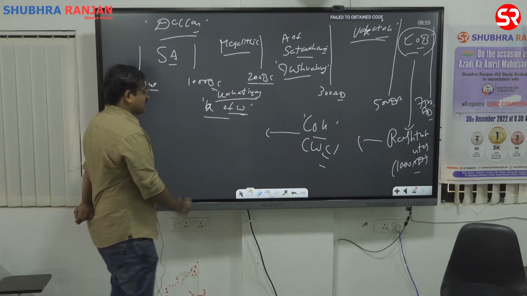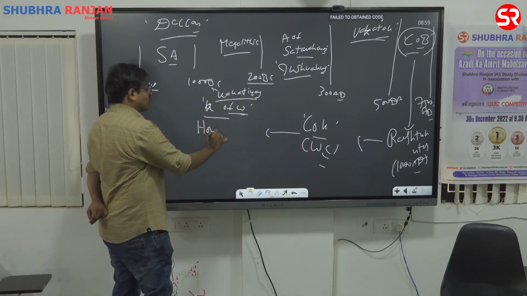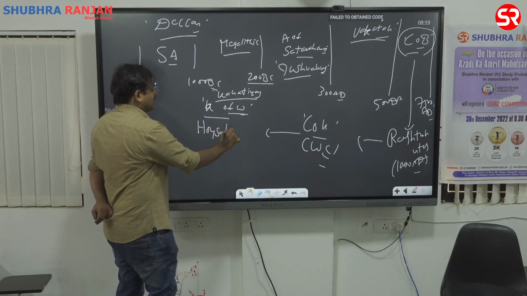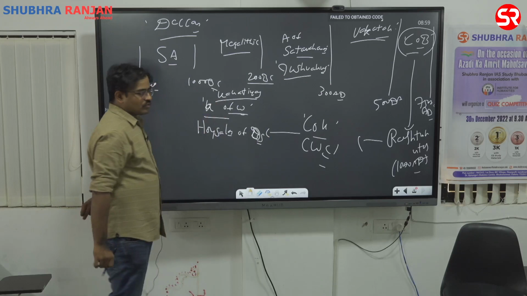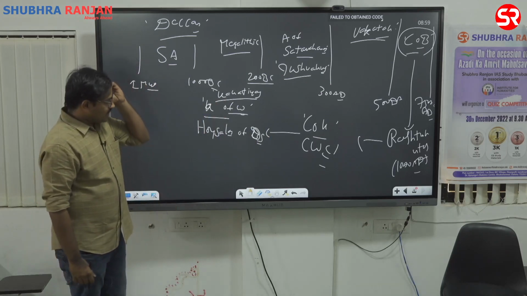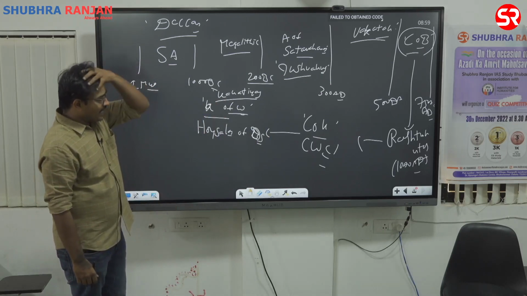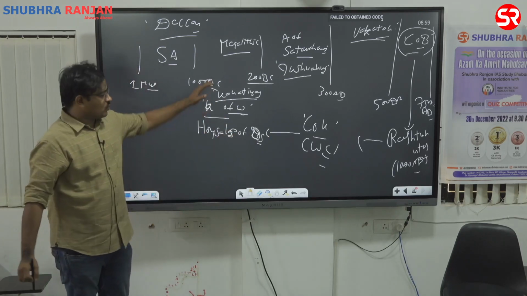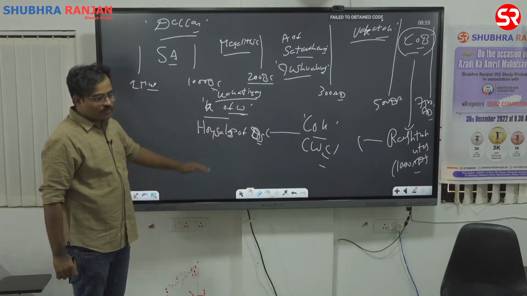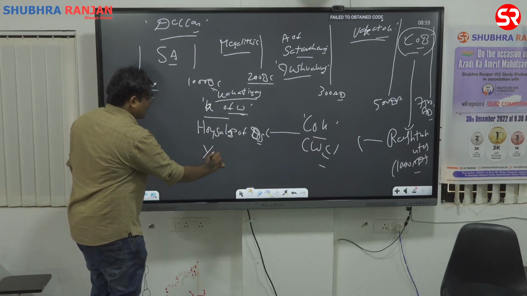The second one is the Hoysalas of Dwarasamudram. Hoysalas of Dwarasamudram is the second one. Kakatiyas of Warangal, Hoysalas of Dwarasamudram, and the third one is Yadavas of Devagiri.